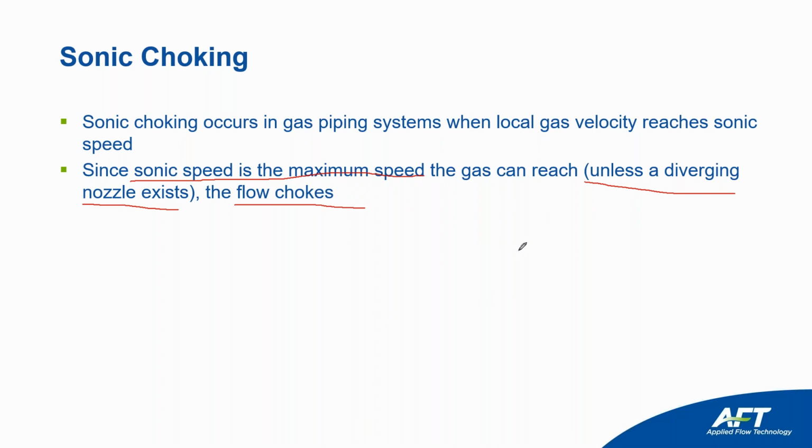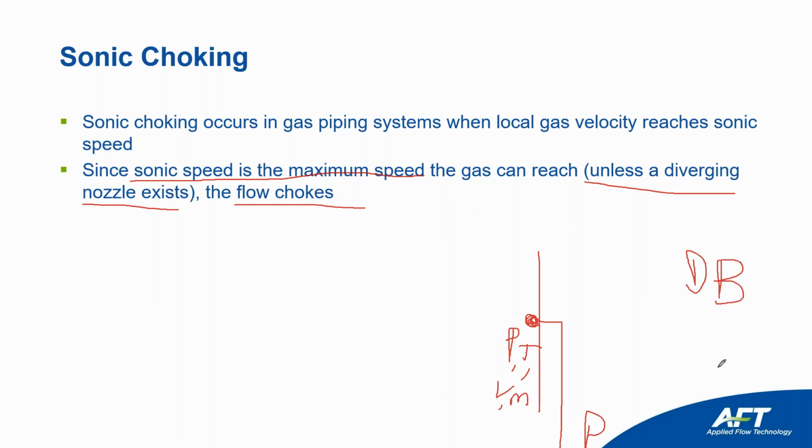What that means is that if this is the choke point right here, immediately upstream of that choke point, there's going to be a pressure, a temperature, a velocity, a flow rate, etc. And immediately downstream, there's going to be a sudden drop in pressure, let's say, which may not necessarily be equal to your downstream boundary conditions.